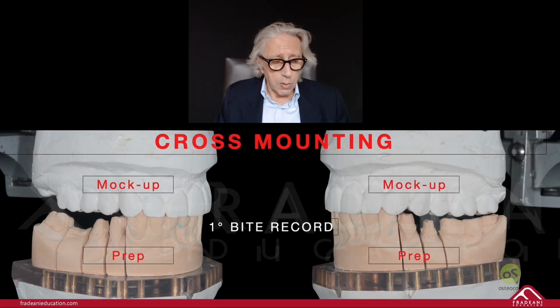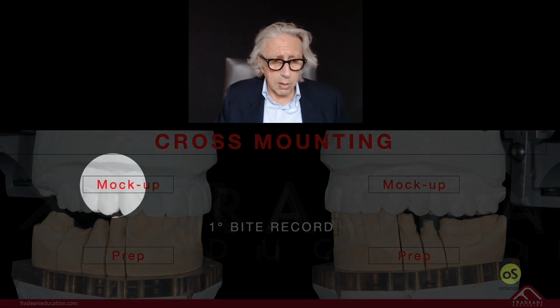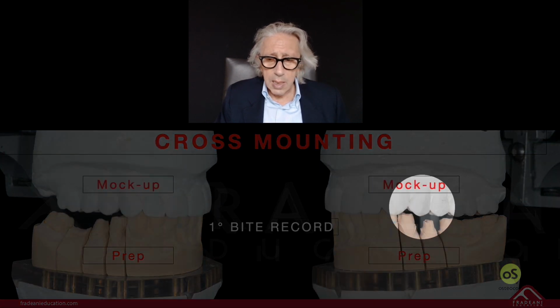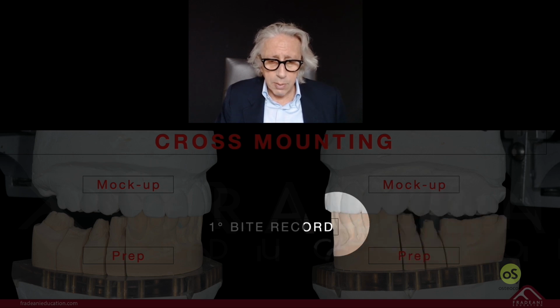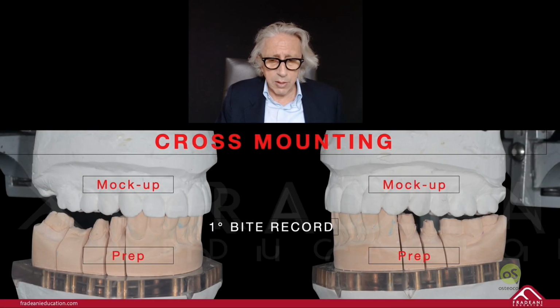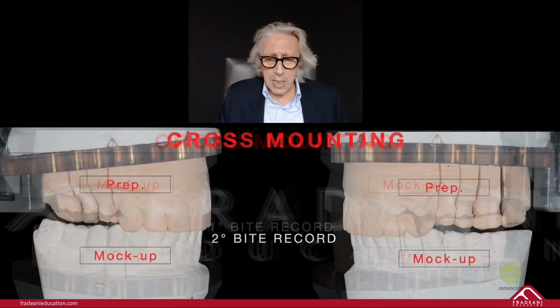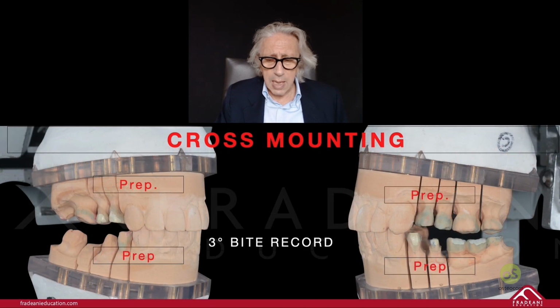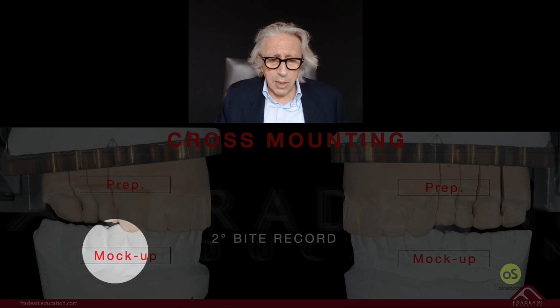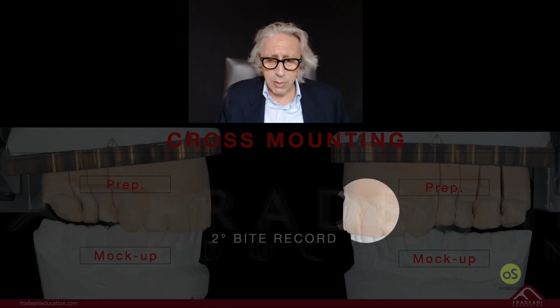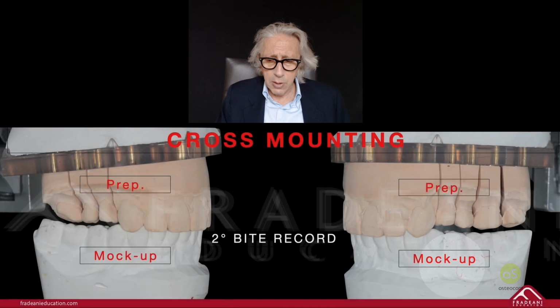So cross-mounting, you have in this case mock-up still present on posteriors, upper, you see, and lower arch preparation. That is 1 bite record. To do the cross-mounting, you need at least 2, because you have to divide the space between upper and lower. So we can do the same one. Preparation now in the upper, and mock-up in the lower, so the opposite. That's the second bite record. Preparation in the upper, and mock-up in the lower.